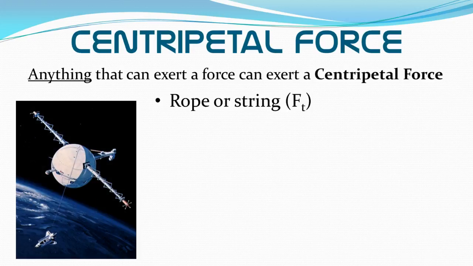Centripetal force is a new category of forces. It's not a new force like gravitational or normal force, for example. Anything that can exert a force can exert a centripetal force. For example, a rope or a string can cause a tension force, F sub t. In this case, the space shuttle is trying to use a probe on a tether to create artificial gravity by spinning the tethered probe around while the shuttle remains in the center.